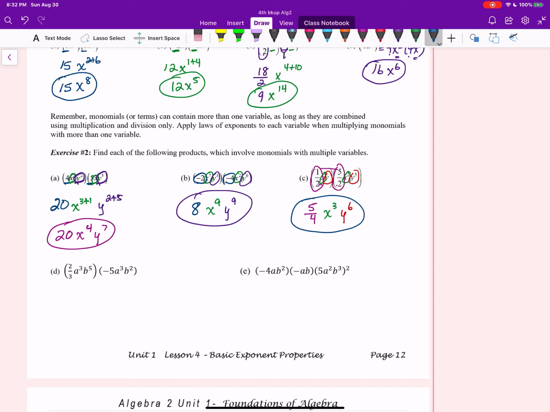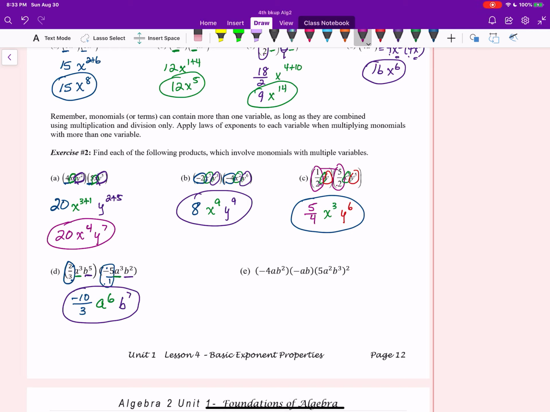D, again, just two monomials that we need to multiply. So coefficients 2/3 times, I would write -5 as -5/1. 2 times -5 is -10. 3 times 1 is 3. Now a to the third times a to the third is going to be a to the sixth. And b to the fifth times b to the second is b to the seventh. So -10/3, a to the sixth, b to the seventh.